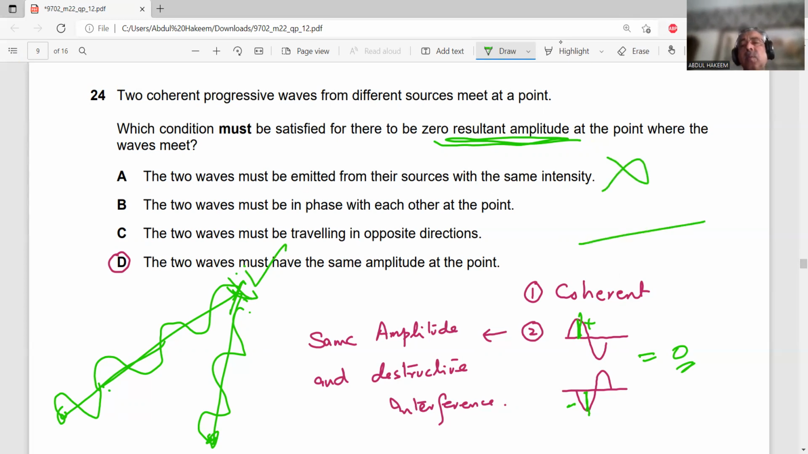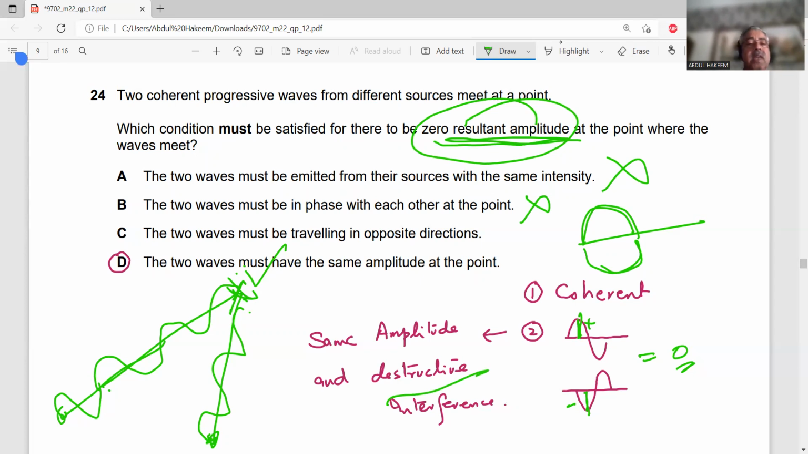The two waves must be in phase. No. When crest and trough overlap, the phase difference is 180 degrees. So for destructive interference, zero resultant amplitude, they must be out of phase. And the two waves must be traveling... No. When they are traveling in opposite directions, a stationary wave is formed and there is no progressive wave. So the answer is D. The two waves must have the same amplitude at the point where they meet. So this is the correct option, D.